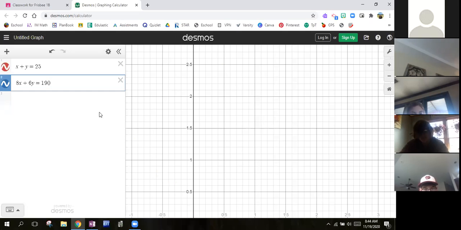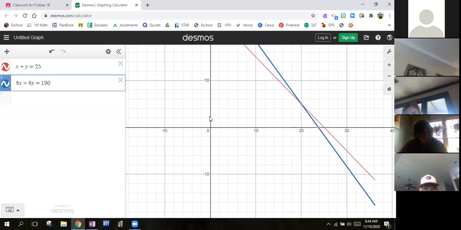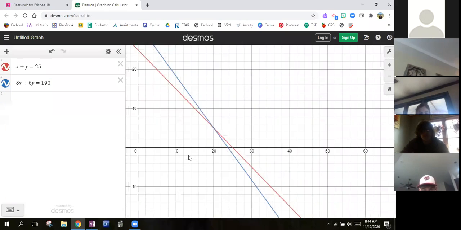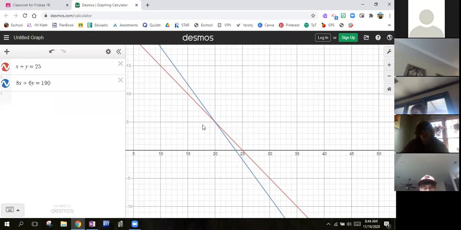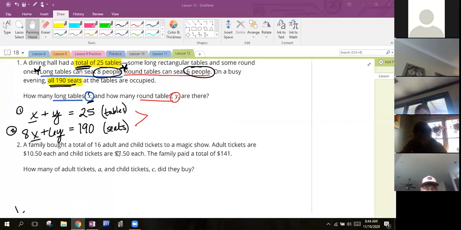All right, and how am I going to know which value is my answer? How do I know? It's at the intersecting point, which is right there. So how many long and round tables can I get? 20 long, 5 round. Good. 20 long tables, 5 round tables.